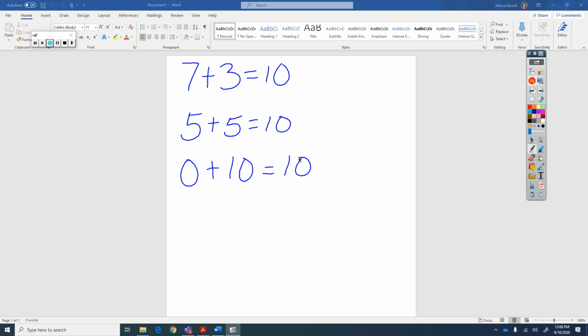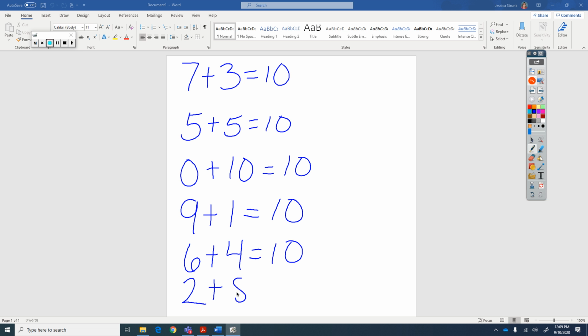Oh, yeah. I know some of you were thinking of this way to make 10. Awesome, 9 plus 1. Any other ways? Oh, yeah. This way makes 10. If we have 6 and we get 4 more, it makes 10. And there's one more way I wanted to show you to make 10. It was this way. Did you guys figure it out? 2 plus 8 also is going to make 10.